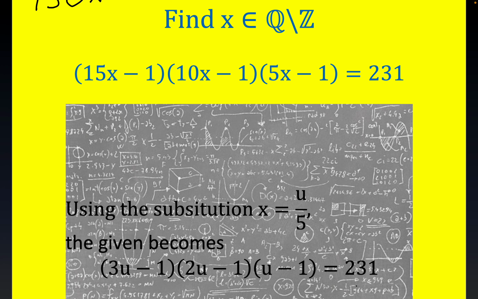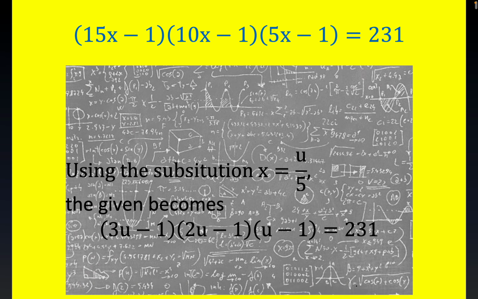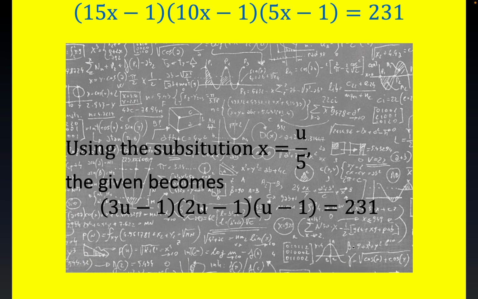Now you're wondering, what good did that do? Well, it made the computations a little bit easier, and let me show you why. You can write 231 as 11 times 21. That's because 10 times 21 is 210, plus another 21 is 231. Now you can write this as 3 times 7 times 11, since 3 times 7 is 21.